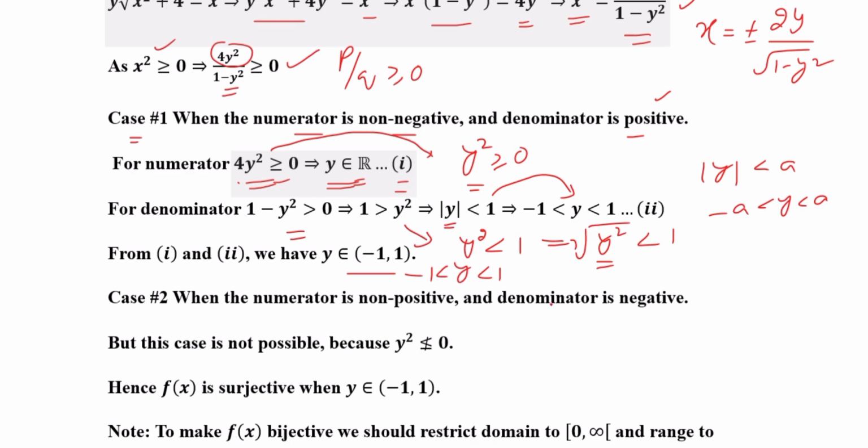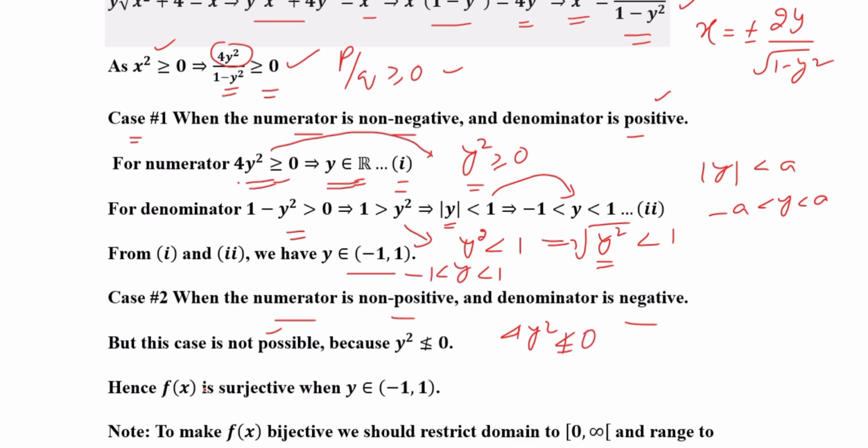So in case of surjective, your question is correct, but in case of injection, your domain is not correctly defined. Case number 2, in this case, P over Q. This is the P over Q form, and P over Q form is non-negative. This is also possible when the numerator is non-positive and the denominator is negative. But this case is not possible because y square, that is the numerator, that is 4y square, cannot be less than or equal to 0 for any value of y.